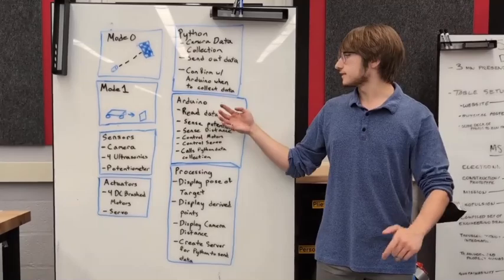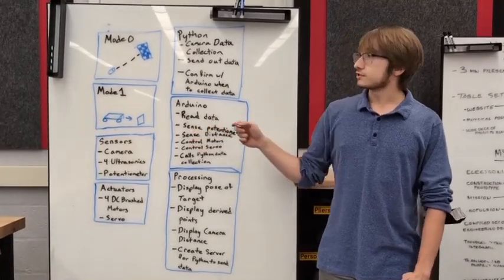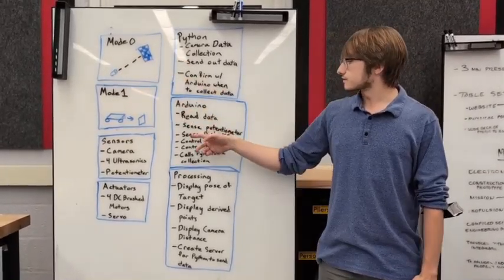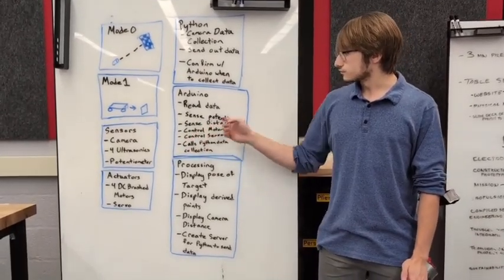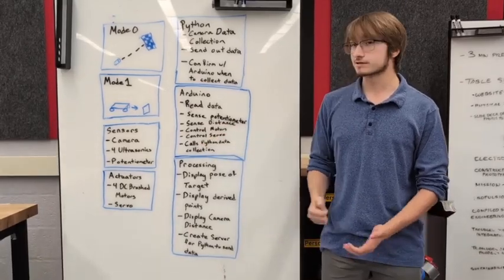So what is Arduino doing? Well, it first reads the data, of course. It also senses the potentiometer, which switches between the modes. It senses the distance using the ultrasonics. And it controls the motors, controls the servo, and of course calls the Python data collection.